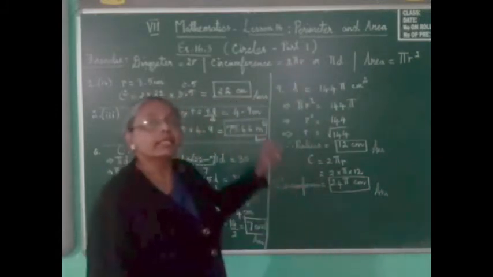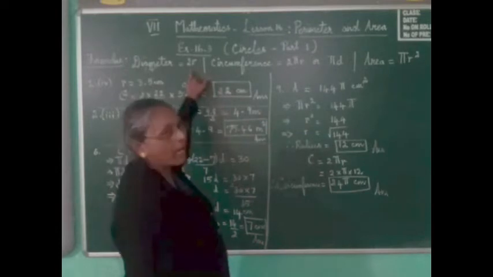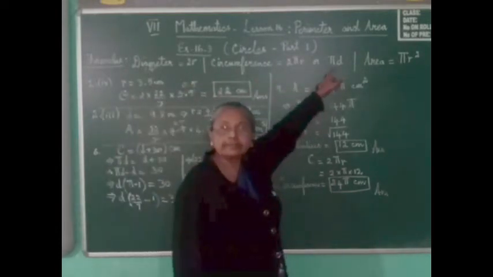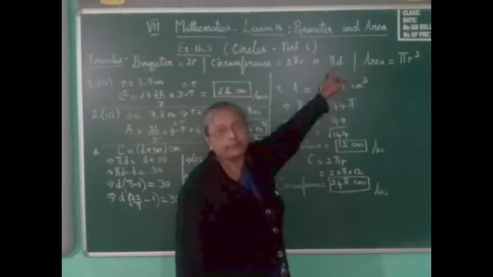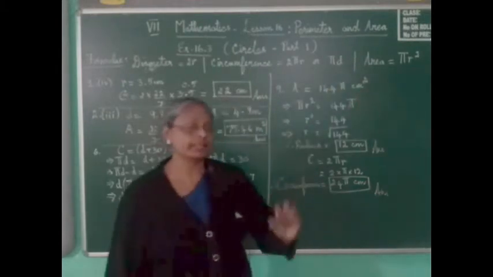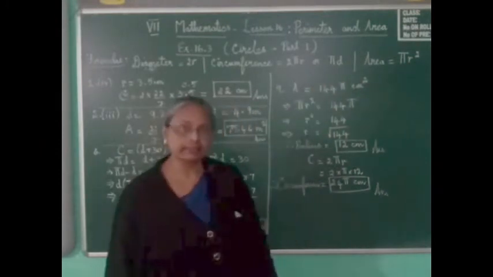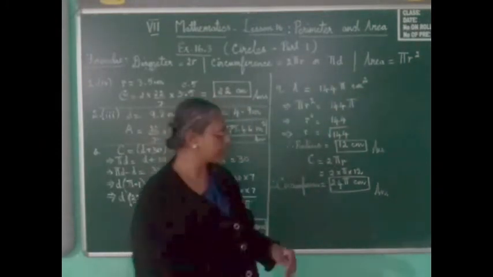And since diameter is 2r, we also get a formula for circumference as pi d. When we know only the diameter, we can use this formula pi d for finding the circumference. It will be an easier way to find.